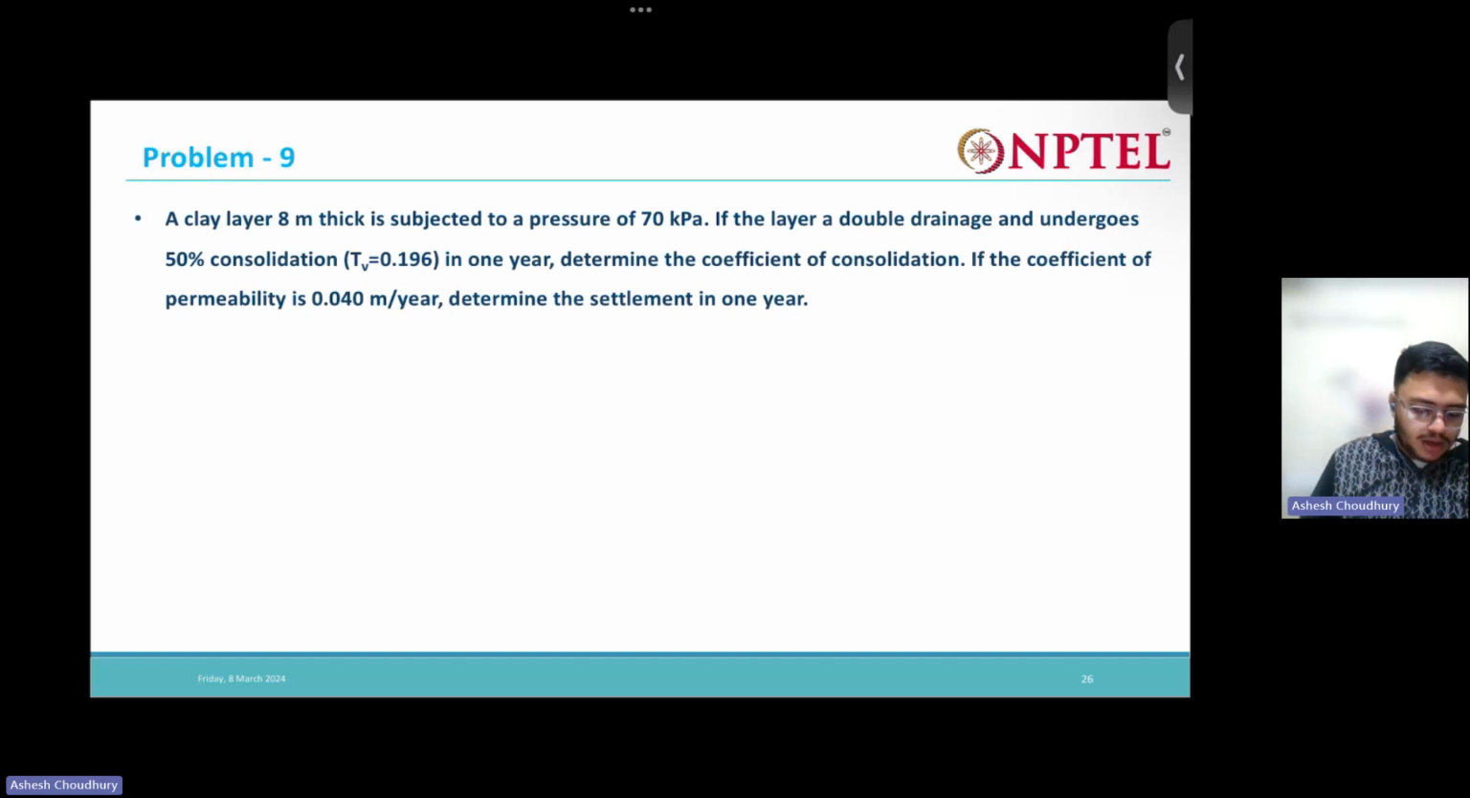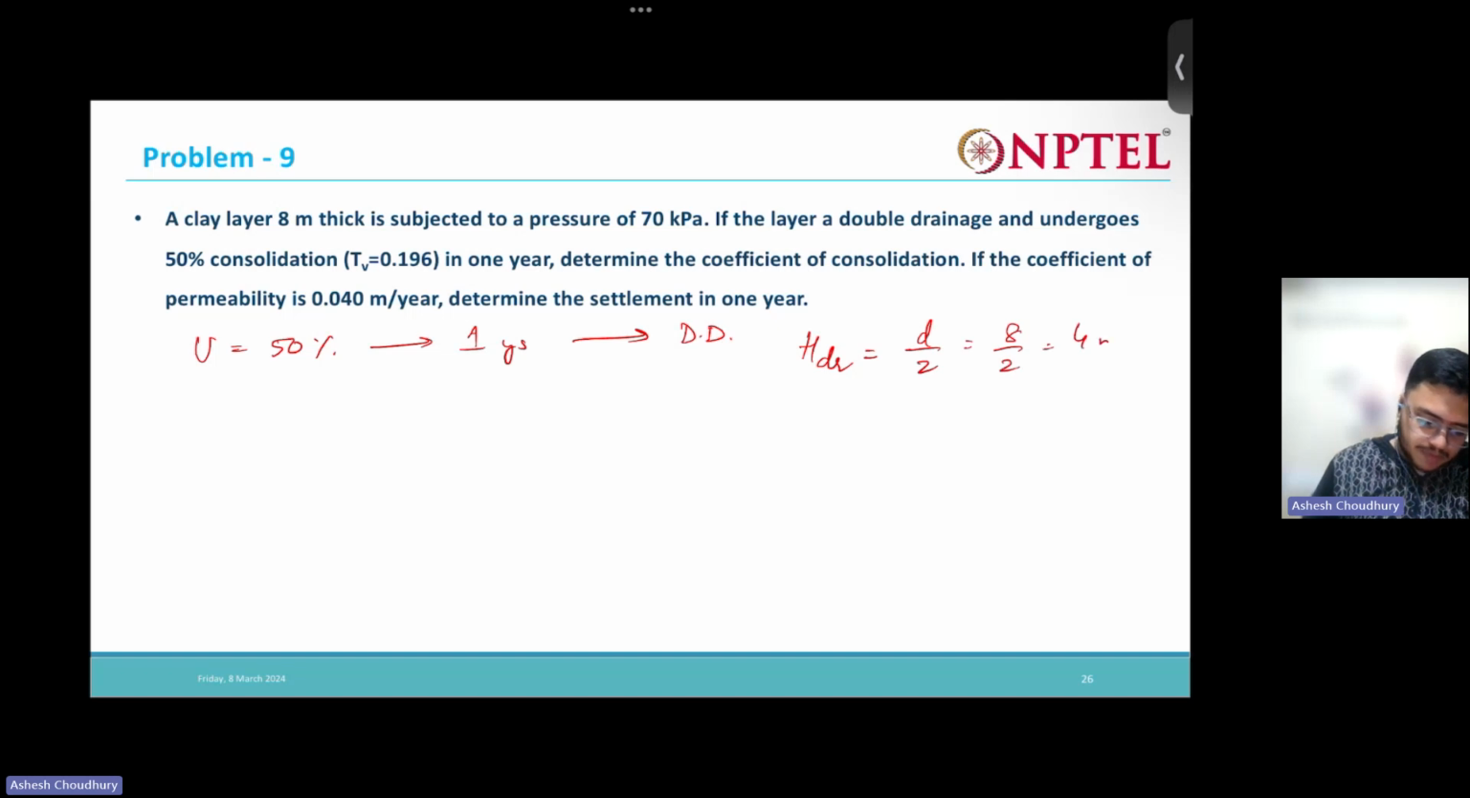See. First, what is written here? U is how much? 50%. U percent is 50%. That is happening in 1 year. And the double drainage condition is there. What is the drainage path? Clearly the layer is 8 meter thick. So D by 2, 8 by 2, 4 meters. Now TV is equal to CVT by HDR square.